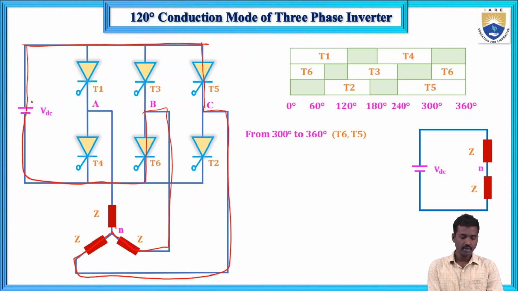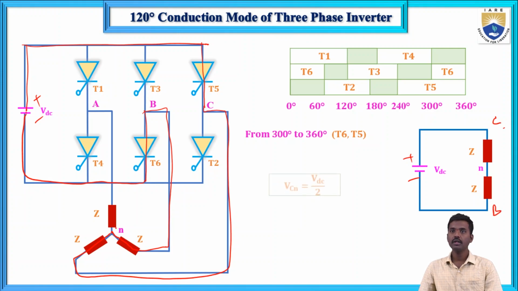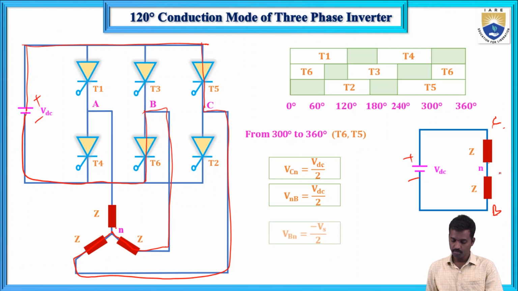This one is plus and minus, plus and minus. This is C and this one is B. Now here VCN is VDC by 2, VNB equals VDC by 2, and VBN equals minus VDC by 2. So what about the VAN? This is 0.